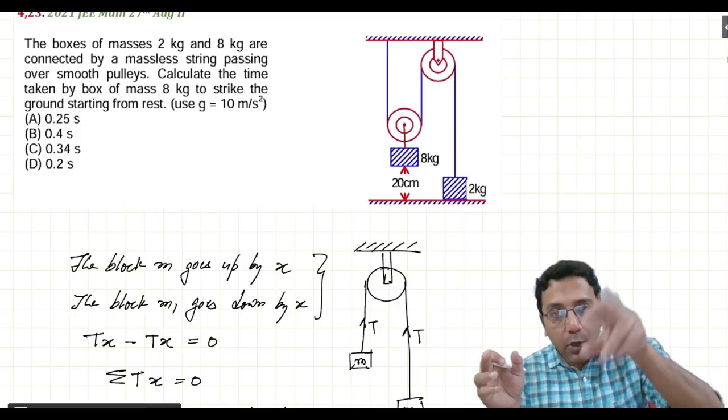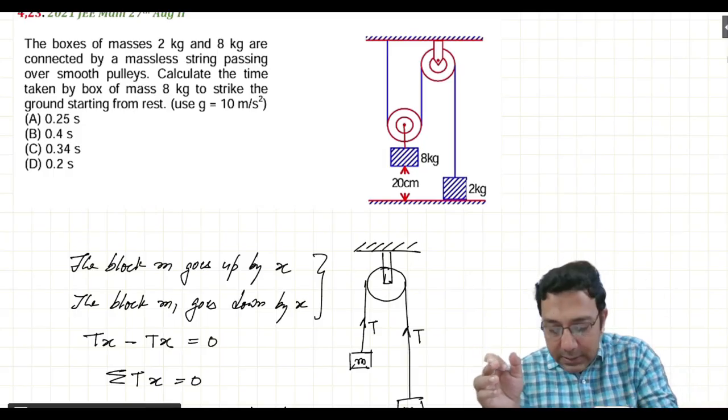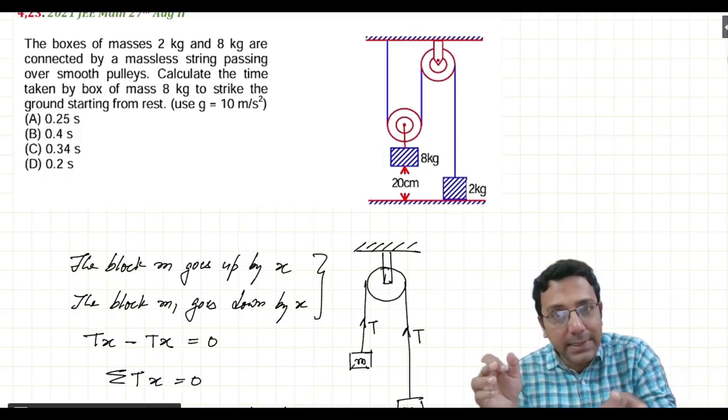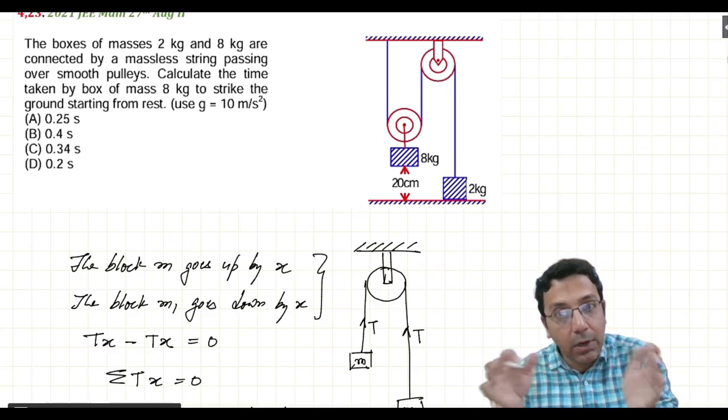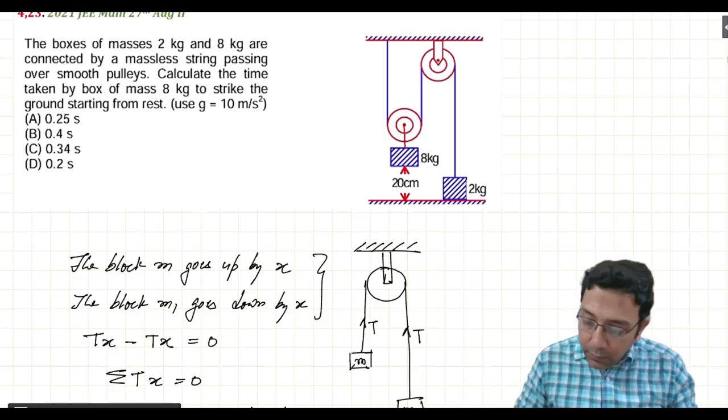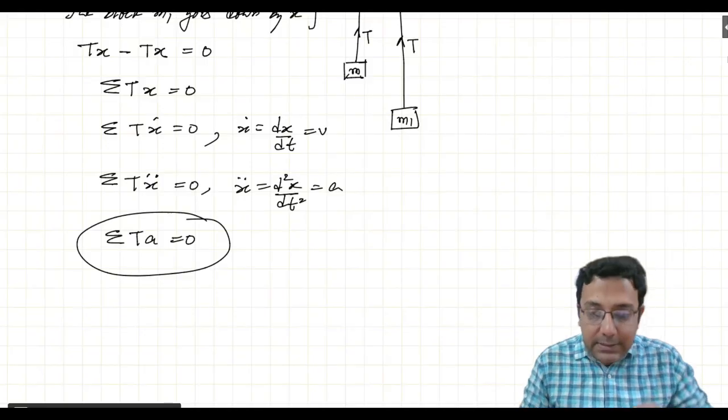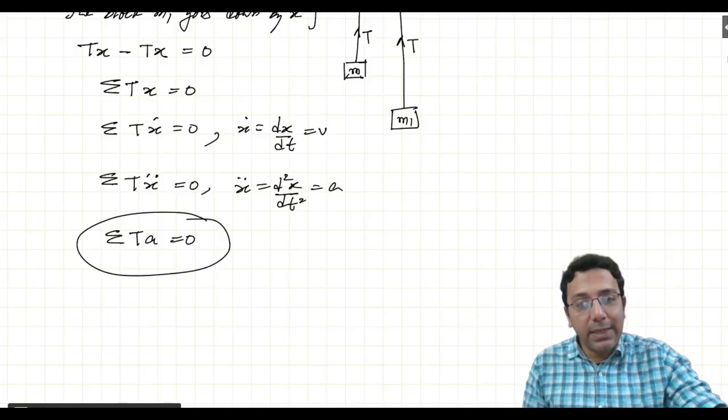It is a two pulley system, but what we have found out applies there also, because it is all connected. It is not disconnected. It is not discrete. It is continuous. So it applies there also. Now these things we will apply and find out the accelerations.